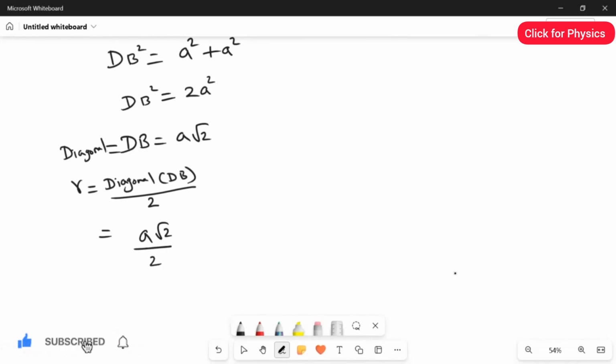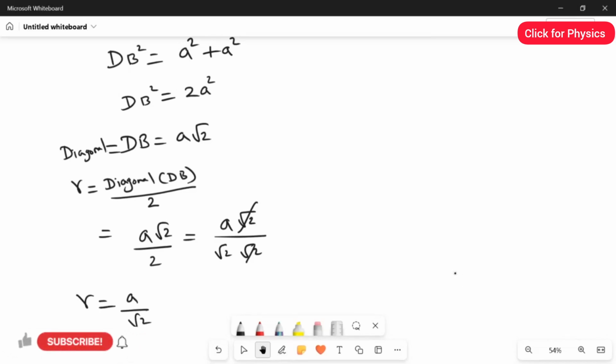When you simplify this, how can you write the 2? I can write it as root 2 multiplied by root 2, so A root 2 over root 2 times root 2. For easier simplification, I write the 2 like this. By that we can cancel root 2 here. So what's the value of r here? A over root 2. Clear?